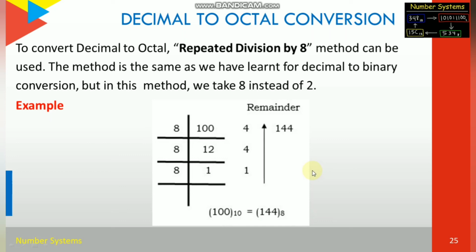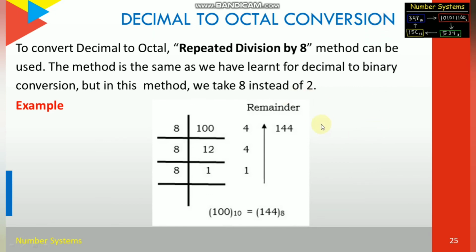The next number system is decimal to octal conversion. To convert decimal to octal, use repeated division by 8. In the last method we saw repeated division by 2, because we converted decimal to binary. So for binary you should do repeated division by 2, and for decimal to octal, you should do repeated division by 8.